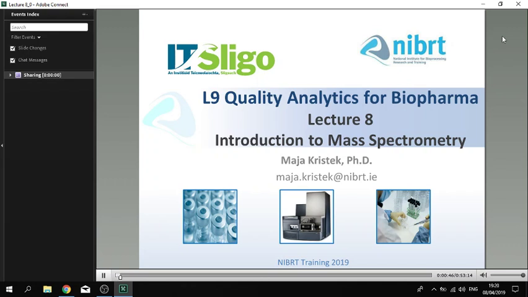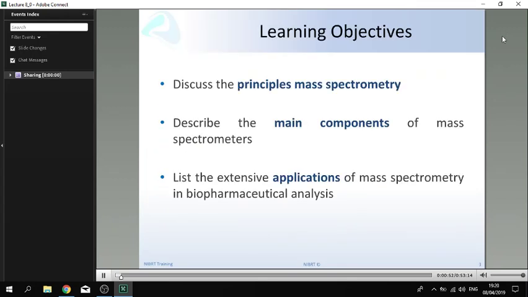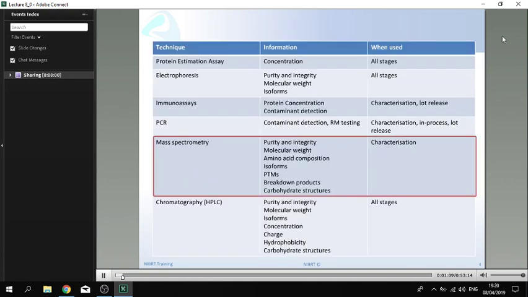Okay, so today we are on lecture 8 and we are going to be talking about mass spectrometry. Our learning objectives are to discuss the principles of mass spectrometry, describe the main components of a typical instrument, and then list some of the applications of mass spectrometry in biopharmaceutical analysis. And we are moving through our table. We are now down here.